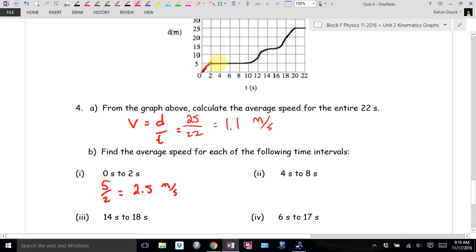From 4 to 8, it's going to be the slope of that chunk right there. That I can do in my head, 0 meters per second.